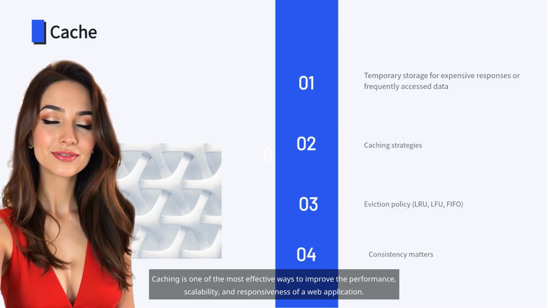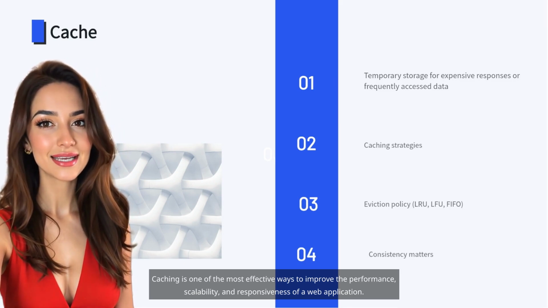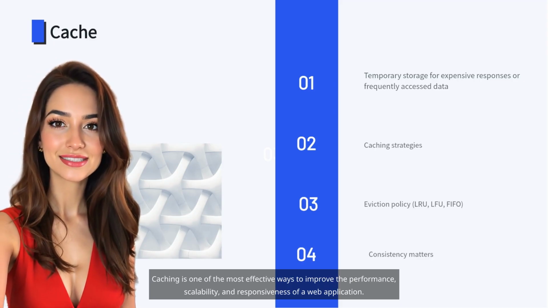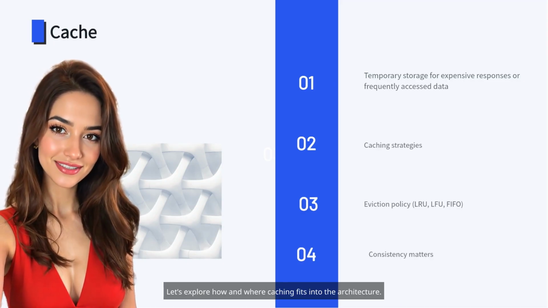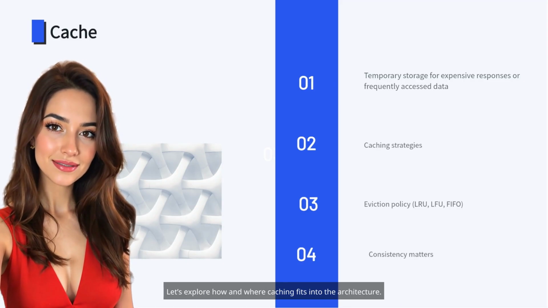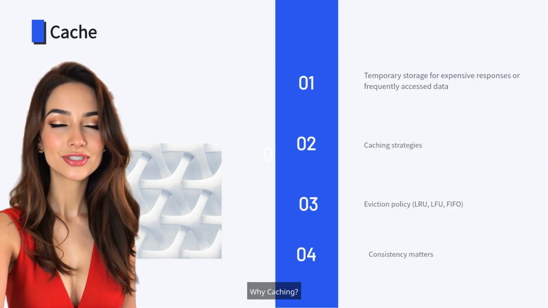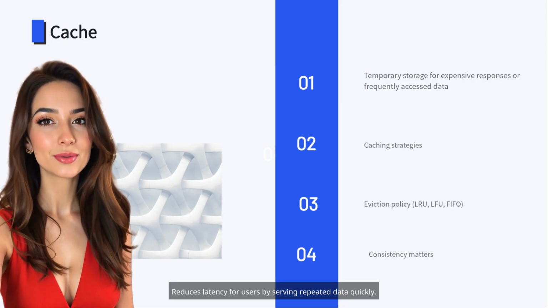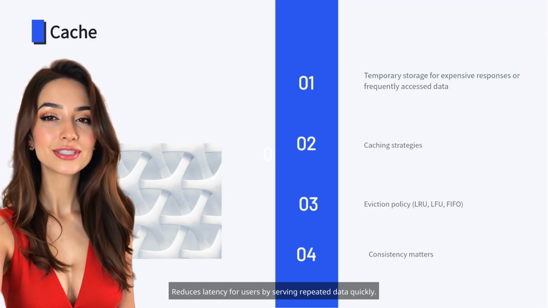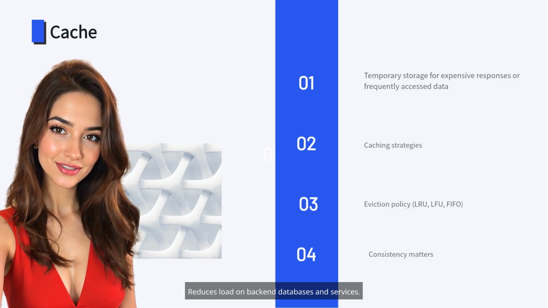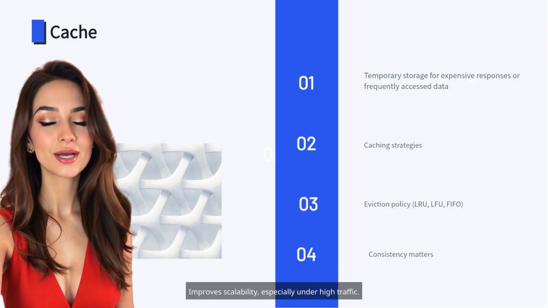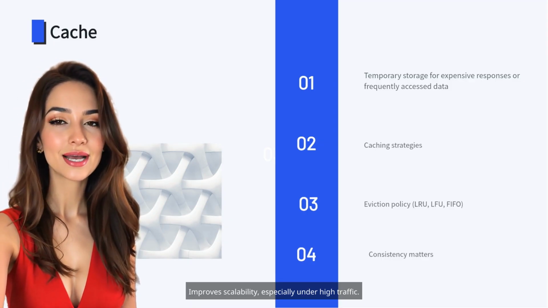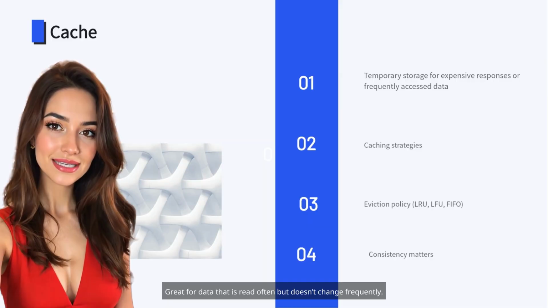Caching is one of the most effective ways to improve the performance, scalability, and responsiveness of a web application. Let's explore how and where caching fits into the architecture. 1. Why caching? Reduces latency for users by serving repeated data quickly. Reduces load on backend databases and services. Improves scalability, especially under high traffic. Great for data that is read often but doesn't change frequently.